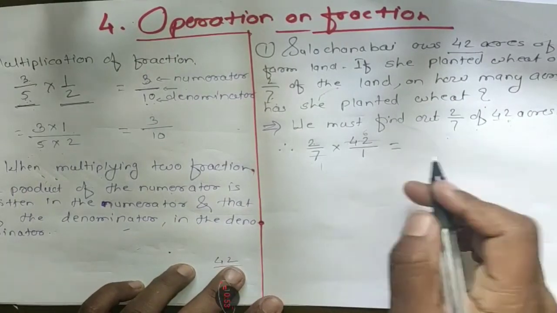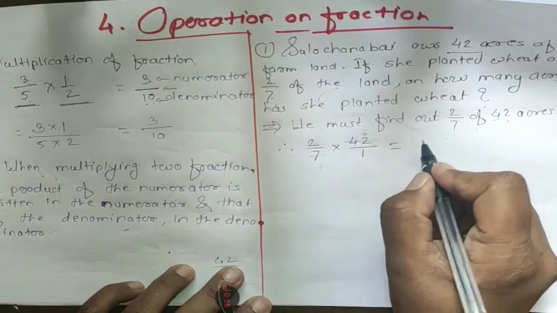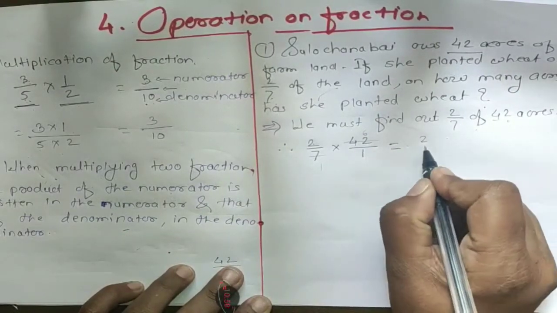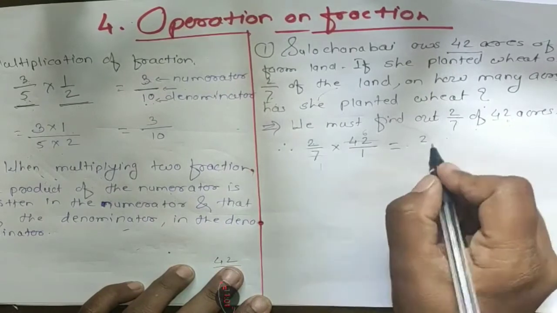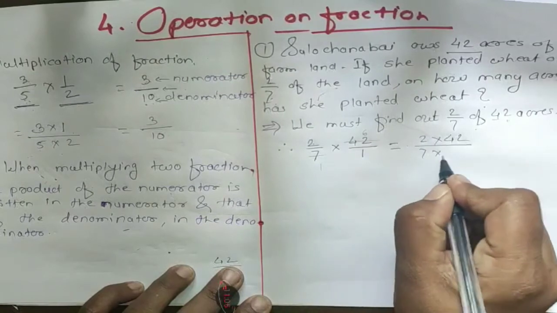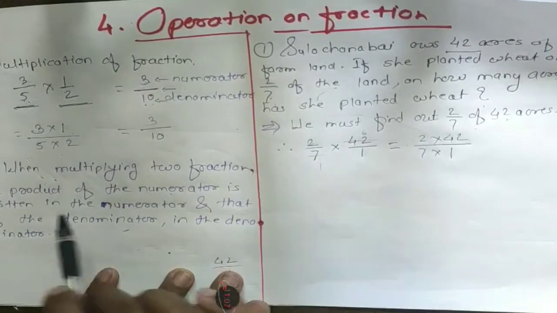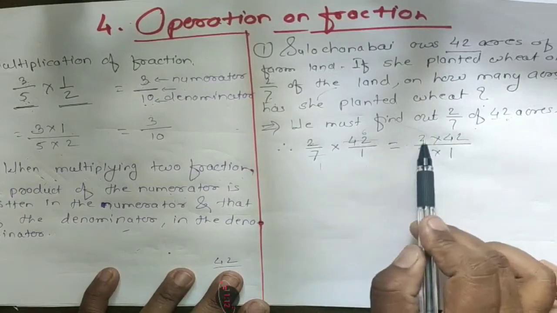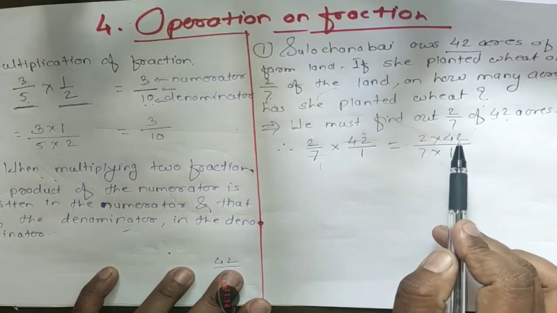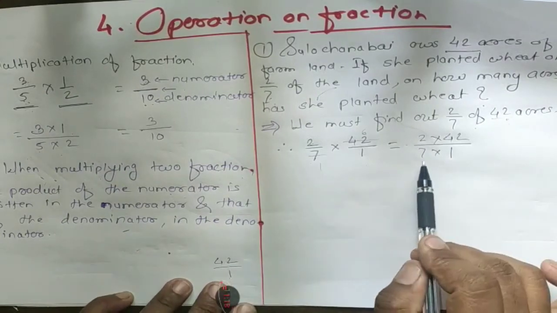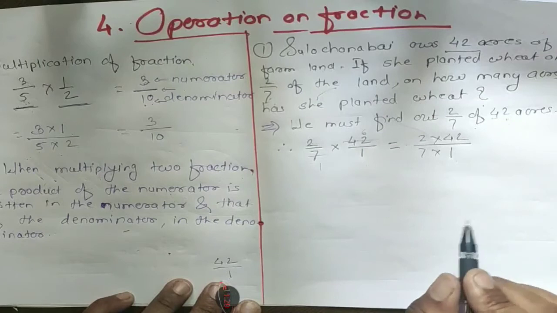What they have done here: 42 means what they have written here is the multiplication of 2 into 42 divided by 7 into 1. So when multiplying two fractions, we take the product of numerators. The numerators are 2 into 42, and its product we write in the numerator's position. And the product of denominators, 7 into 1, we write in the denominator's position.